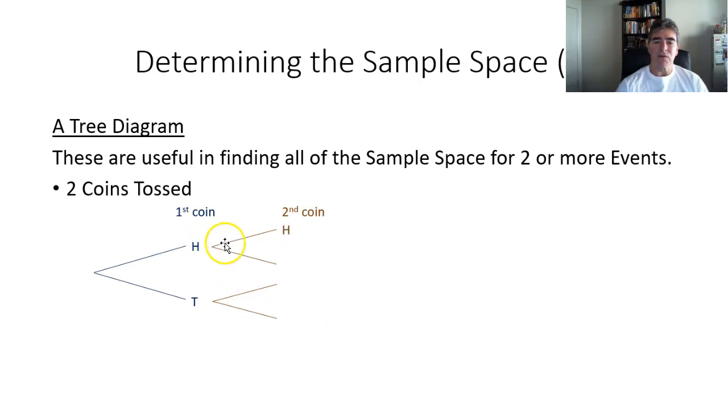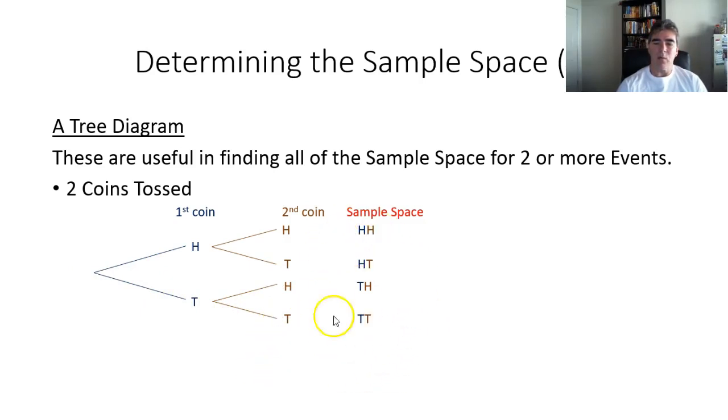So we could have had first coin heads, second coin heads; first coin heads, second coin tails; first coin tails, second coin heads; and first coin tails, second coin tails. So we read along our branches to determine our sample space. Let's list our sample space. Remember, it's the list of all possible outcomes. So along the branches: heads, heads; heads, tails; tails, heads; and tails, tails.